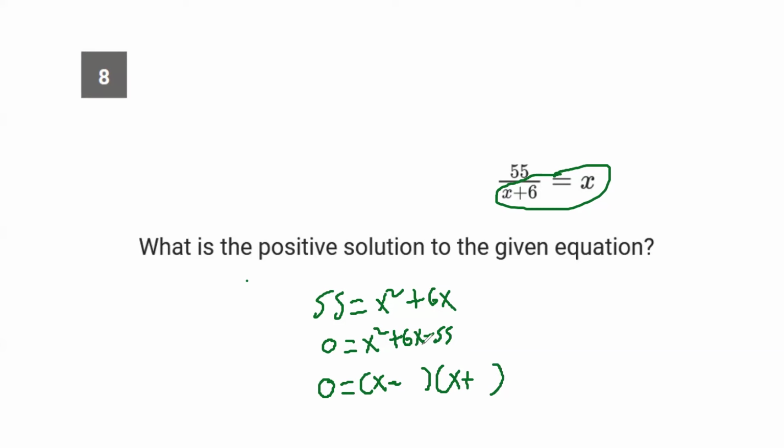So it's a plus 6, so the bigger number has to be positive. So it's x plus 11, x minus 5, right? And then we have to say x minus 5 equals 0, so x equals 5. And then that's our answer, right? X equals 5, because they want the positive solution. The other one would give us x equals negative 11.